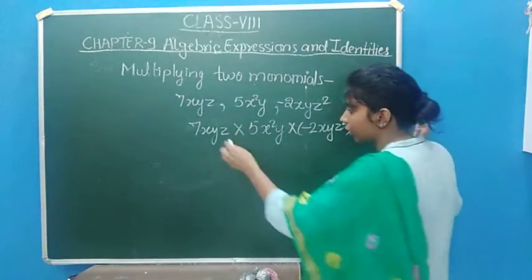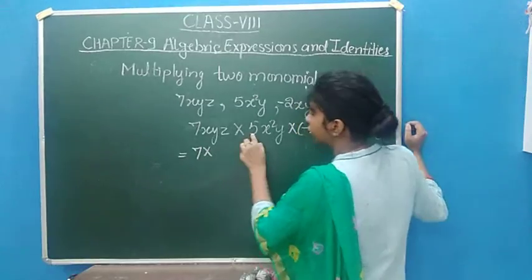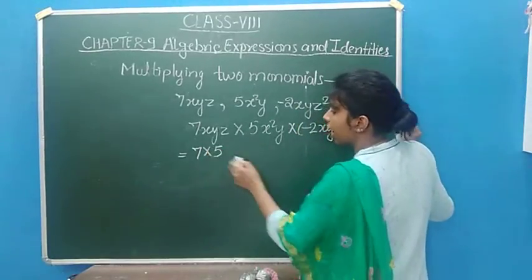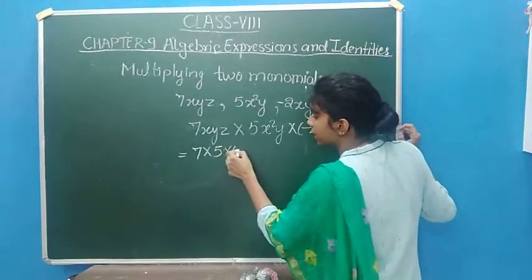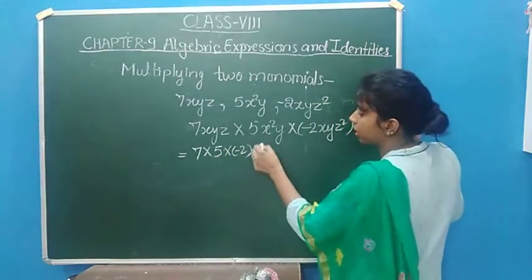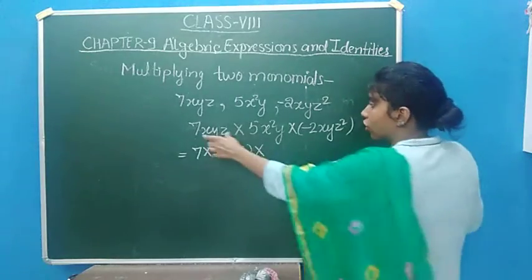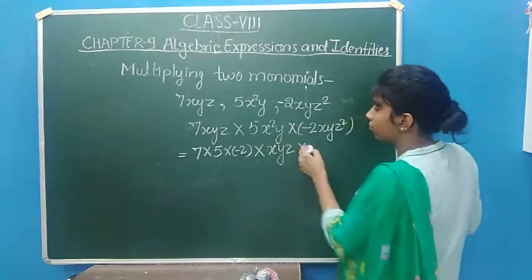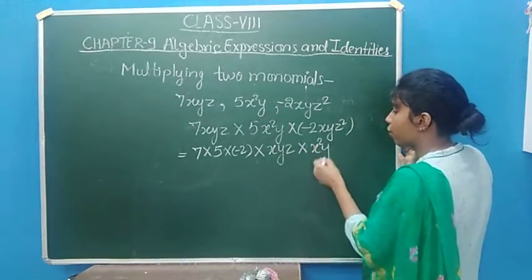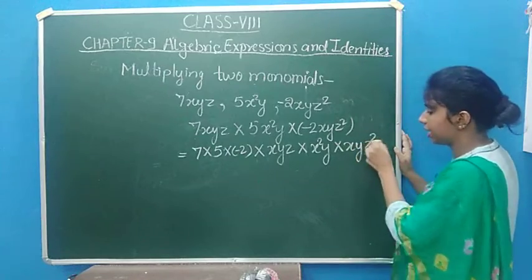We know that whenever we multiply monomials, we have to multiply coefficients with each other. So what are the coefficients? First we have 7. So 7 into the second coefficient, 5. So 5 into the third coefficient, minus 2. So these are the coefficients. After that we are going to multiply the variables. So here we have xyz into x square y into xyz square.